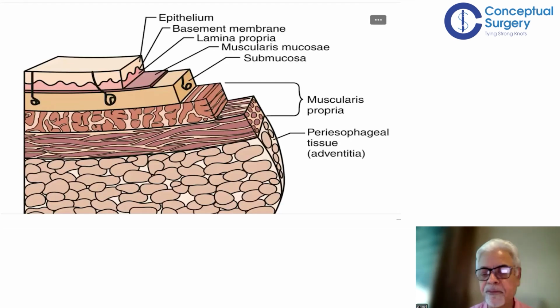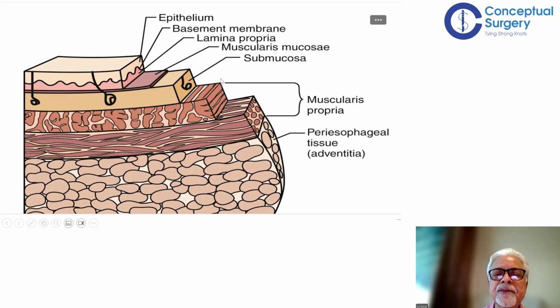As we all know, first things first, we have to be quite clear about the anatomy of the esophagus. The histological anatomy of esophagus, starting from inside, you have epithelium, then the basement membrane, the lamina propria, the muscularis mucosae, and then you have the submucosa, and then you have muscularis propria. The muscularis propria is mostly a longitudinally aligned muscle. The main strength of esophagus lies in the layer called submucosa.